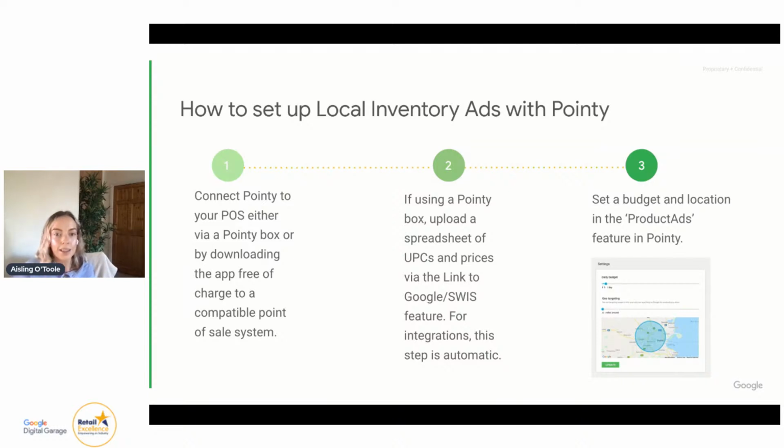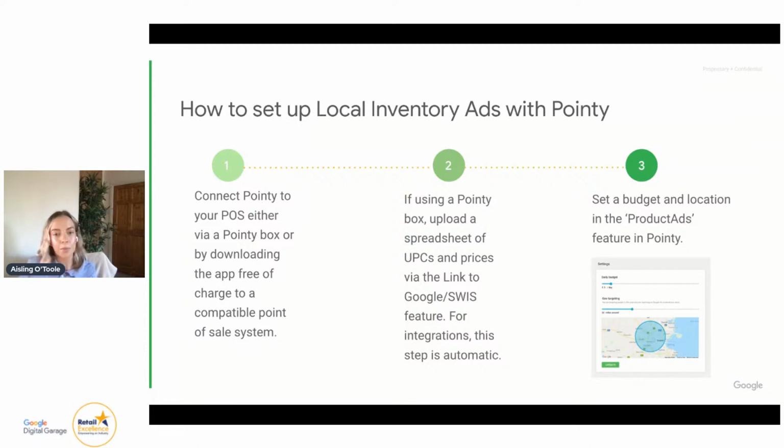So the first step is to install Pointy on your point of sale. Again, as I've mentioned, we have two options for how you can do this. If you use a traditional point of sale, you can get one of our Pointy boxes, and that just connects between your barcode scanner and your point of sale. So it just sits on the line there between the two. Or if you use a smart point of sale that is integrated with Pointy, you can simply download the Pointy app. After that, simply scan your products as normal, and scanning the products creates the inventory feed that you need to run ads.